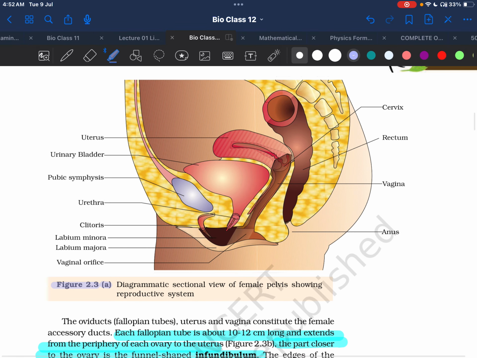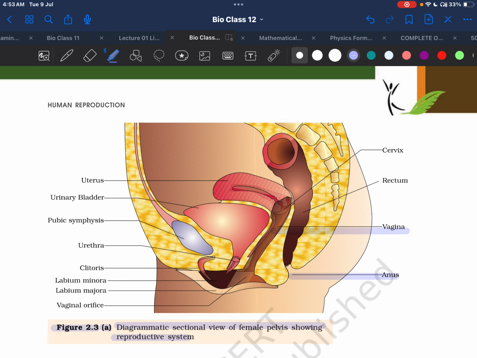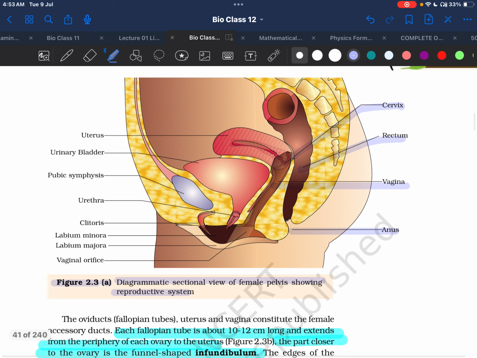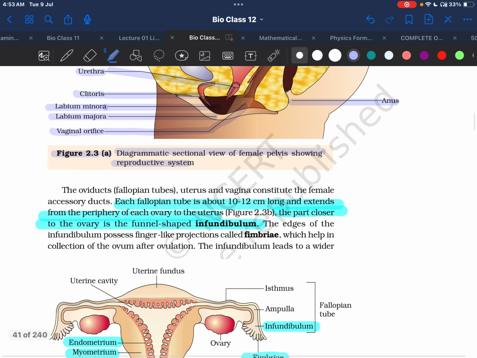Figure 2.3a: Diagrammatic sectional view of the female pelvis showing the reproductive system: anus, vagina, rectum, cervix, uterus, urinary bladder, pubic symphysis, urethra, clitoris, labia minora, labia majora, vaginal orifice. The oviducts, fallopian tubes, uterus, and vagina constitute the female accessory ducts.